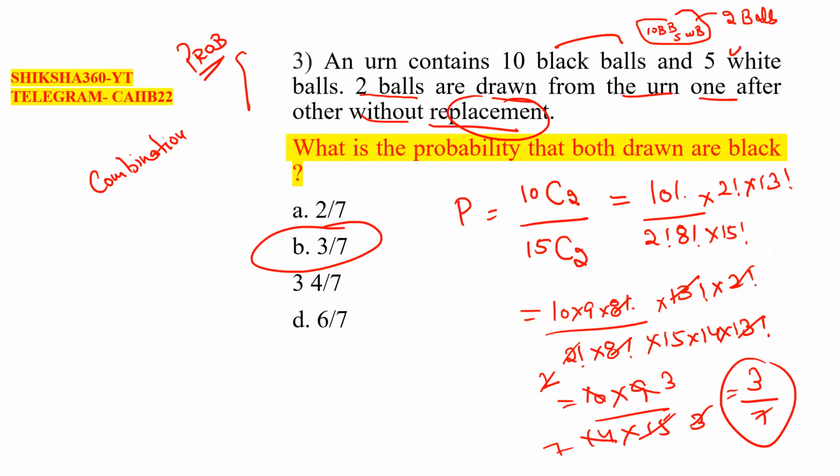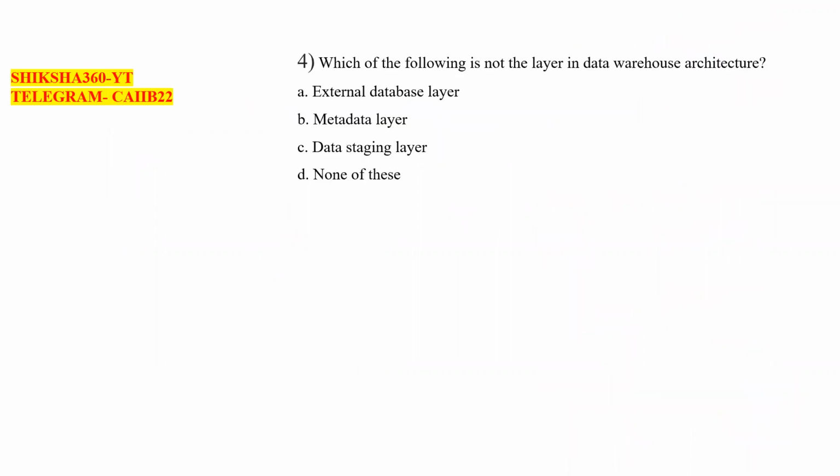So now we'll move forward to the next question, question number 4. Please respond side by side also. Question number 4 is basically a theoretical question. Basically, which of the following is not the layer in the data warehouse architecture?